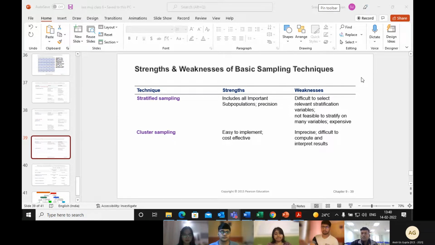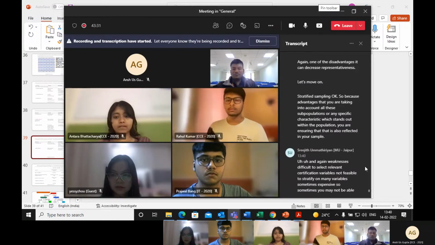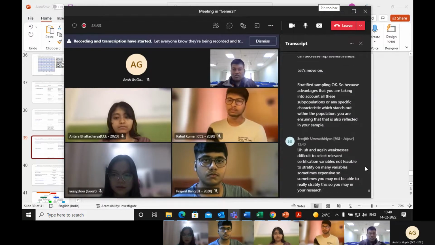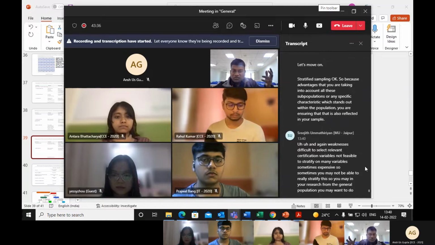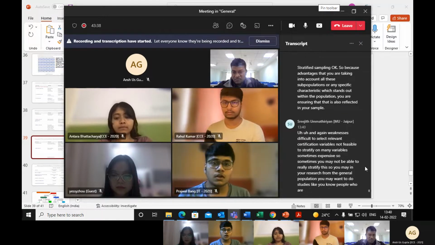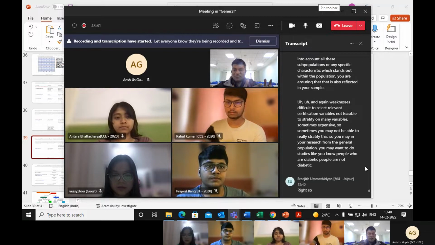Stratified sampling. Okay, so the biggest advantage is that you are taking into account all the subpopulations or any specific characteristic which stands out within the population. You are ensuring that that is also reflected in your sample. And again, the weakness is that it is difficult to select relevant stratification variables, not feasible to stratify on many variables, sometimes expensive. So sometimes you may not be able to really stratify this. So in your research from the general population, you may want to do studies like people who are diabetic, people who are not diabetic, right? So how are you going to find out the people who are diabetic?